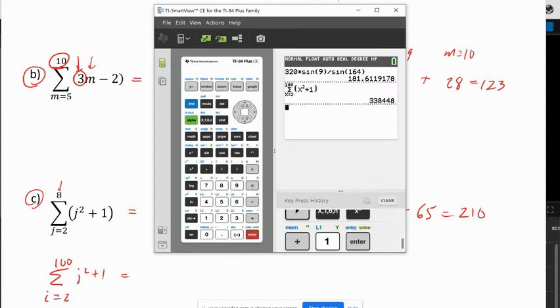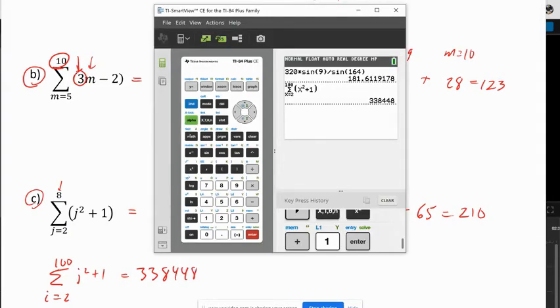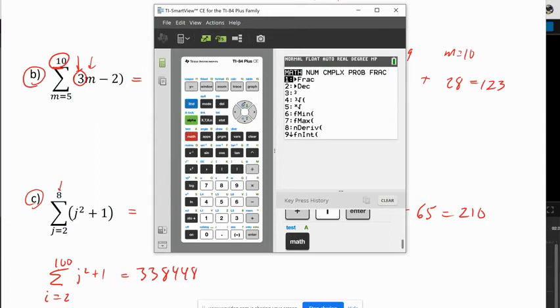And it gives us our final answer, 338448. Okay, so again, that was by using math. If you go up arrow, it jumps to the bottom of the list, and we could go to summation.